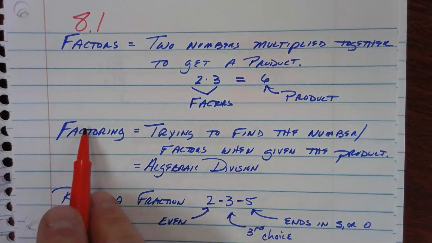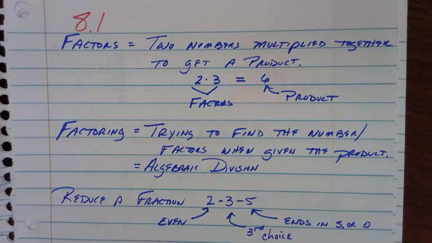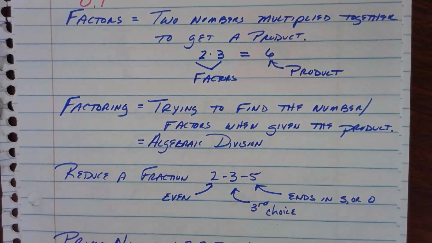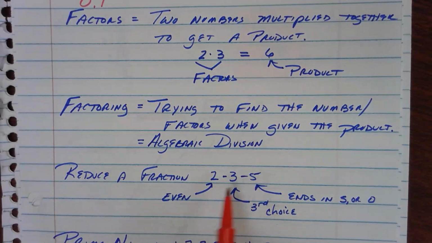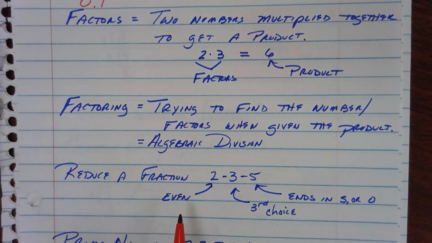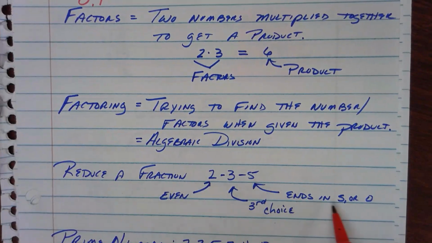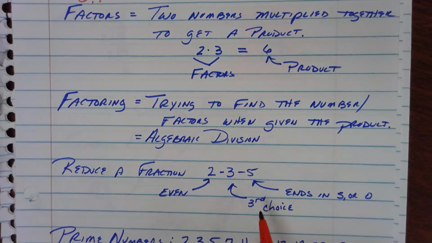Algebraic factoring is like algebraic division, just like distributing is algebraic multiplication. We are involving letters and exponents, so therefore we have to call it a little bit something different. We've talked previously in here about how important 2, 3, and 5 are to us when it comes to reducing a fraction and breaking down a number. Any even number obviously is divisible by 2. Any number ending in 5 or 0 is going to be divisible by 5, and 3 is our next best option.